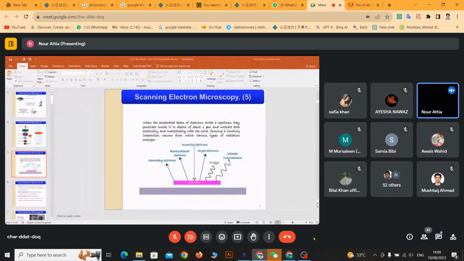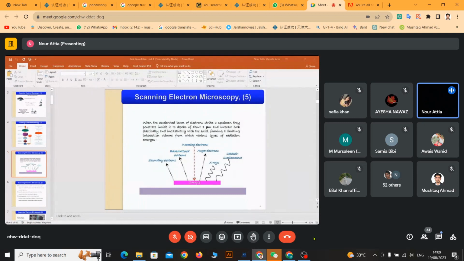You just have the incoming electrons, the incoming beam. After the beam comes, it scans the sample surface, and the depth under investigation is only 10 nanometers on the surface of the material.